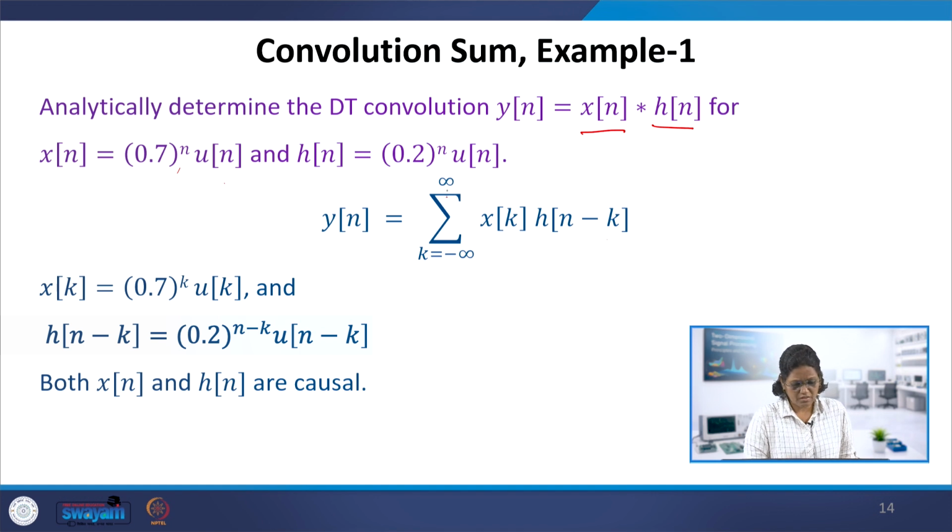So these signals are causal because they are multiplied. Here you can see that u of n and u of n are multiplied, so the signal exists only for n greater than or equal to 0. This is 1D. This similar convolution sum we will see in 2D as well.